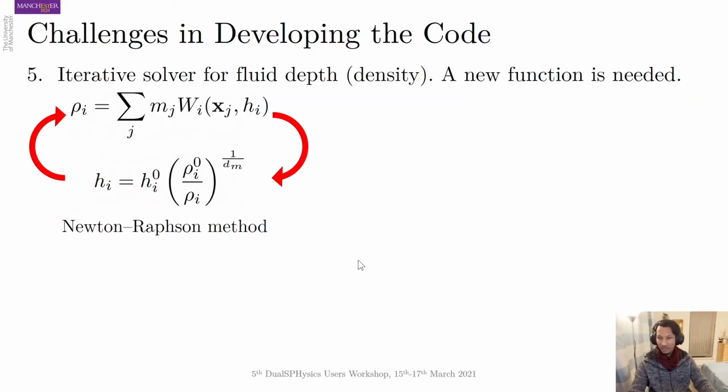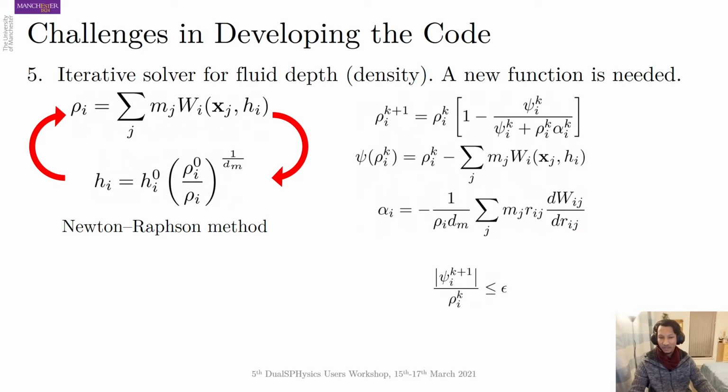Lastly, for the iterative solver of the density, we need to create a new function here. In the function, we need to compute the C, which is the difference between the current value of the density and the interpolated value. If the non-dimensional or relative error is less than the threshold, then we need to stop the iteration. If not, then we need to compute the new value for the density and redo the same procedure.